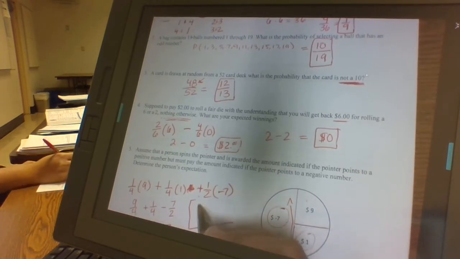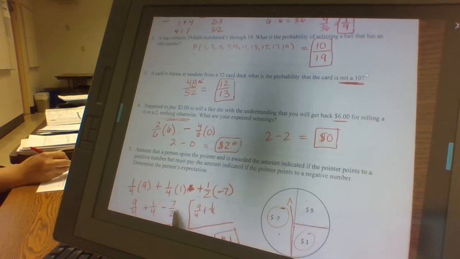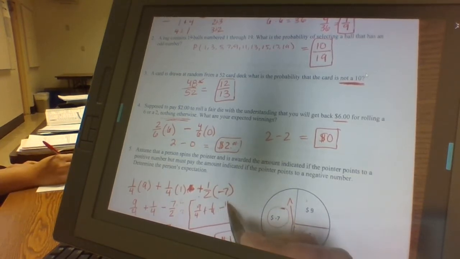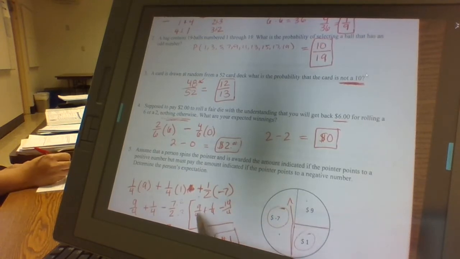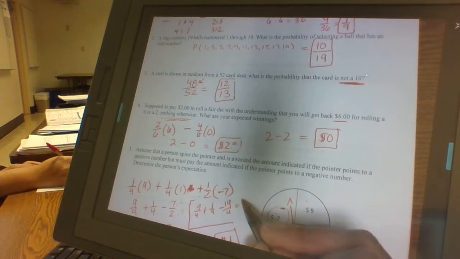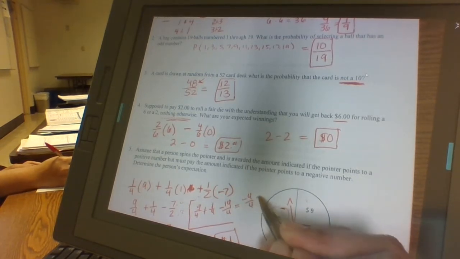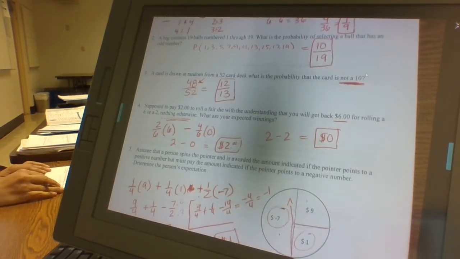This becomes 9/4 plus 1/4. The common denominator here is times what? 2, 14 minus 14/4. 9 plus 1 is 10. 10 minus 14 is -4/4, which is still a -4. Still get the same answer.